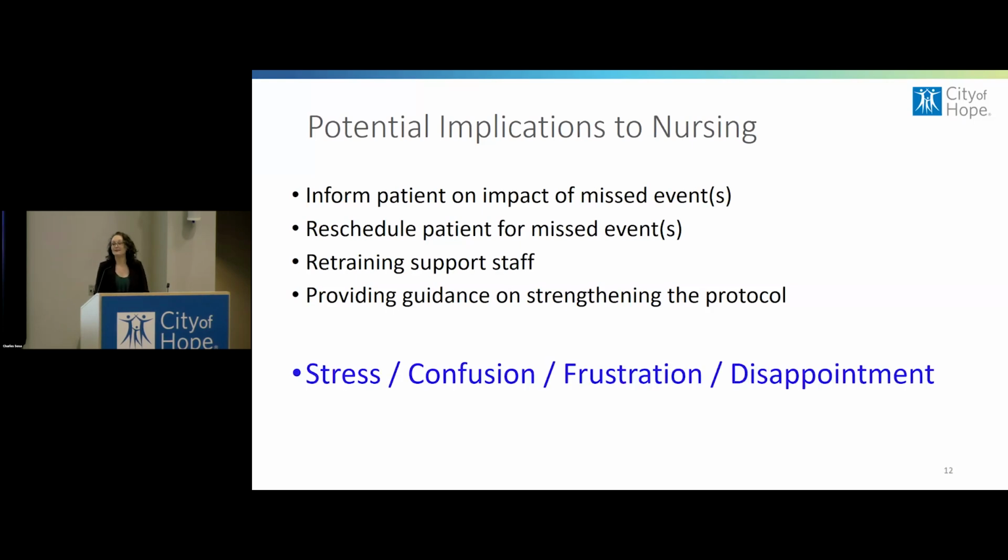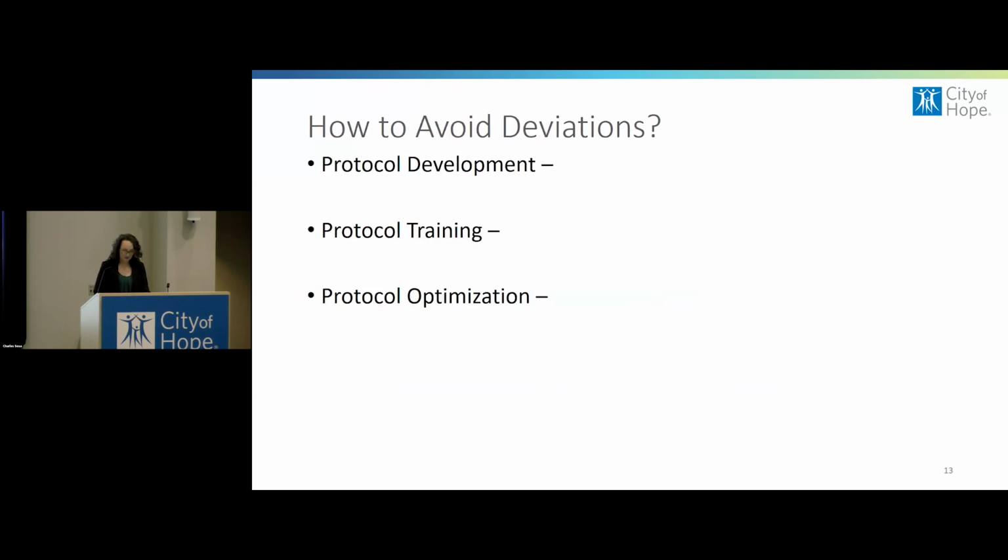So we know that deviations are stressful. They're stressful for the patients. They're stressful for the clinic staff, the nursing staff, the regulatory, all of the support staff. So the best approach to deviations is to try to get ahead of them. And how can we do that? We can try to avoid them, and this really speaks to the preventative component of that CAPA. It includes protocol development, training, and optimization.